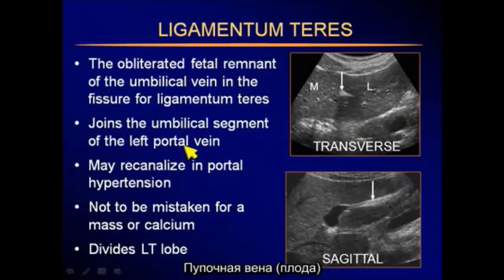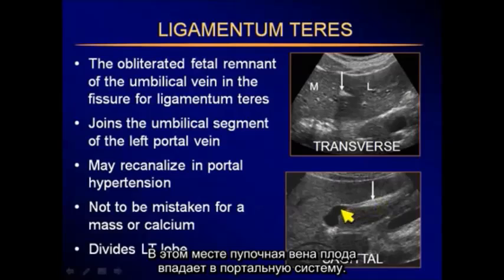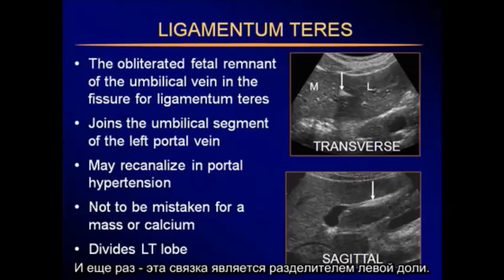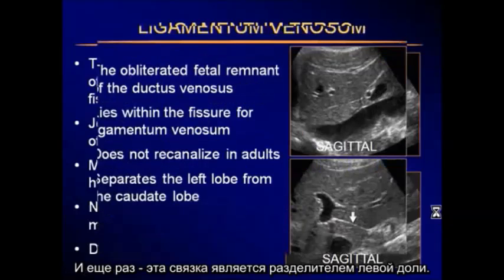The fetal umbilical vein came into the umbilical segment of the left portal vein. We can see this when we cut the liver sagittally at this precise level. We are now taking a sagittal image, and we can see the brightness of the fat surrounding the ligamentum teres within this umbilical fissure, and notice that it goes directly into the umbilical segment of the left portal vein. So that's where the fetal umbilical vein enters the portal system. This vein may recanalize in portal hypertension, and once again, it is a divider of the left lobe.